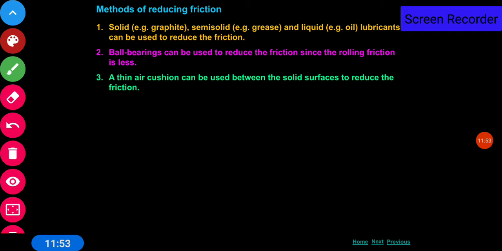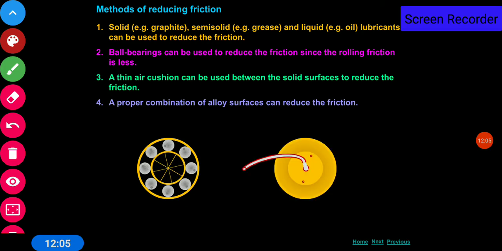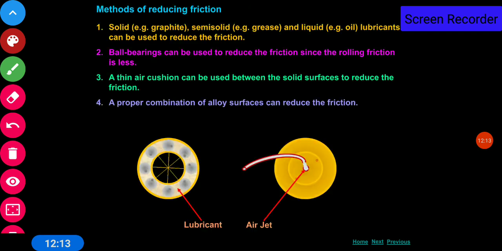A thin air cushion can be used between the solid surfaces to reduce friction. A proper combination of alloy surfaces can reduce friction. This is a ball bearing, air cushion, air jet, the lubricants. So in this way we can see that friction can be reduced.